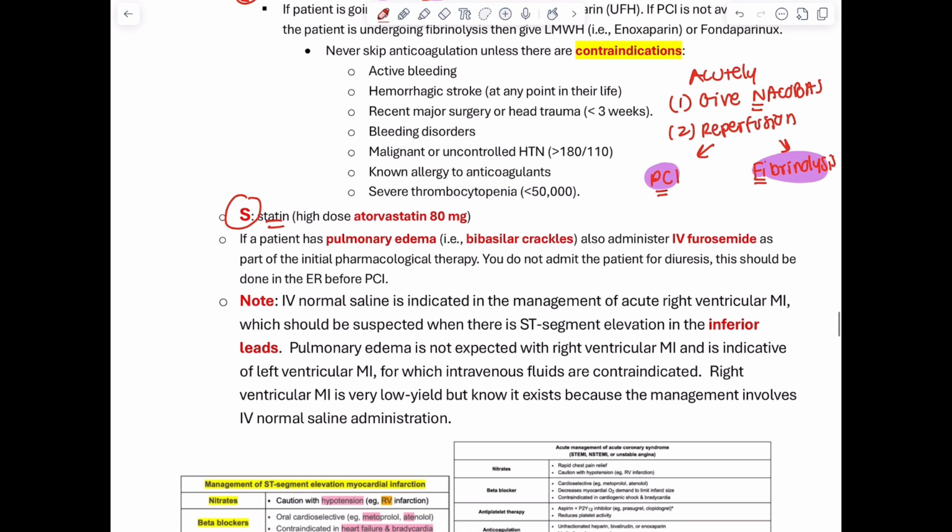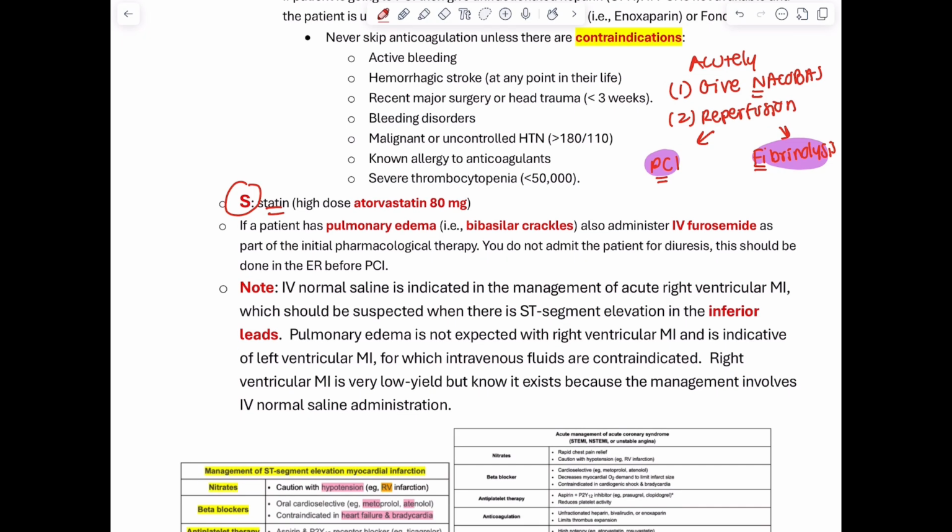atorvastatin. And then if you give all of these and somehow the patient has bibasilar crackles showing that there is pulmonary edema, you add IV furosemide, okay?